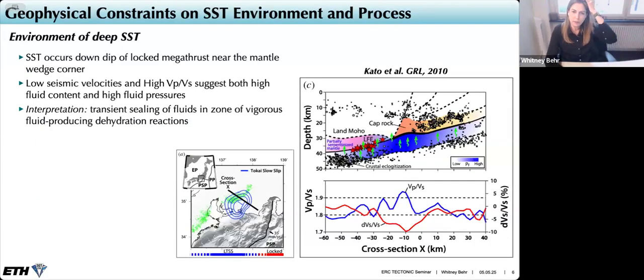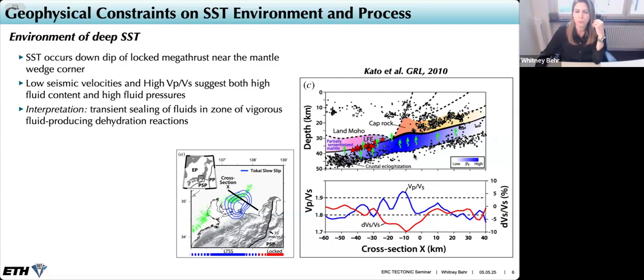So, a little more detail on the environment of slow slip. This is a cross-section through the slow slip source region in Tokai in Japan. As I already noted, deep slow slip tends to occur down dip of the locked megathrust, near the mantle wedge corner. When we look at the geophysical properties in these regions, we commonly see low seismic velocities, as in the red curve here, and high Vp/Vs ratios, as in the blue. This is interpreted to reflect regions of both high fluid content and high fluid pressures, where the fluids are likely derived from vigorous metamorphic reactions, such as crustal eclogitization.